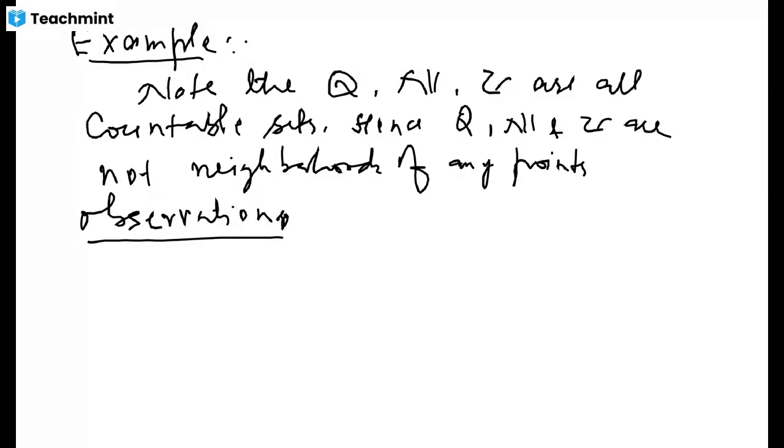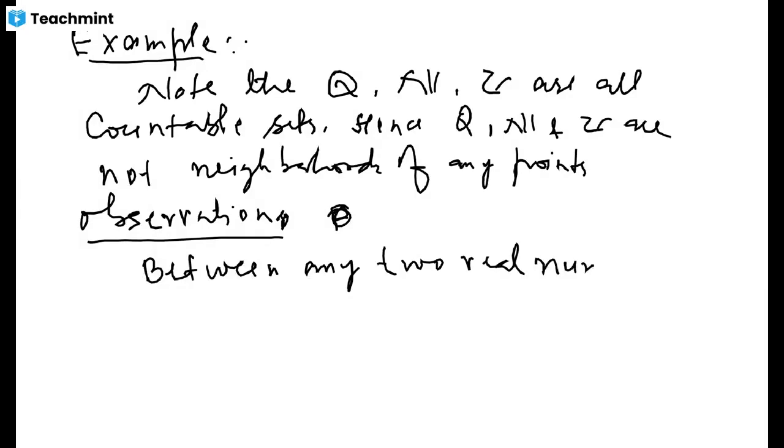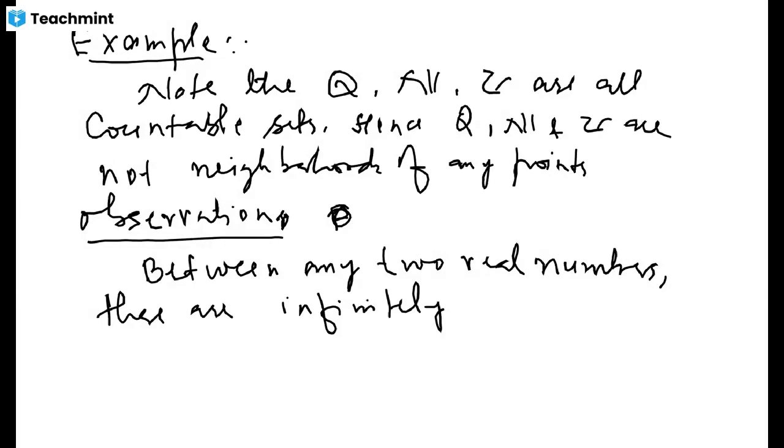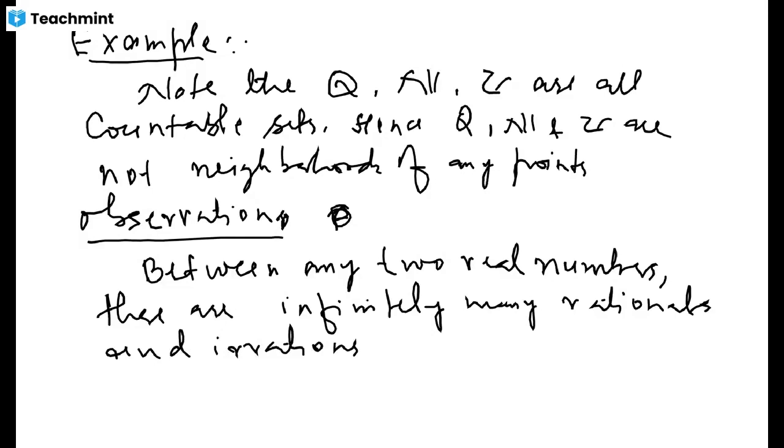Note that this important property of real numbers is also known as denseness of real numbers, and it states that between any two real numbers, there are infinitely many rationals and irrationals. What does it imply?